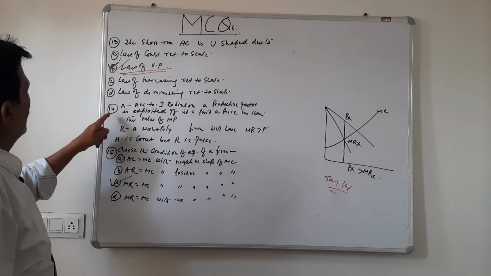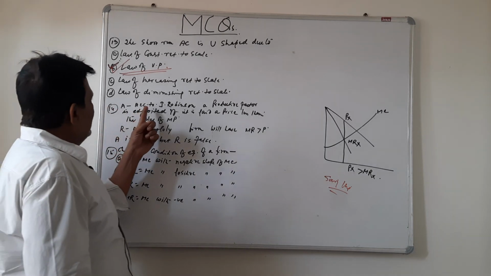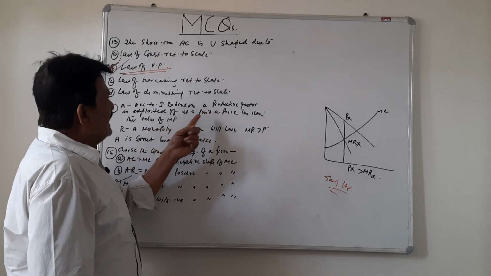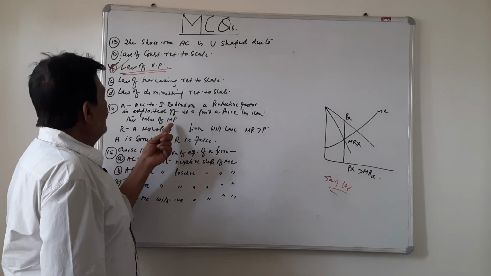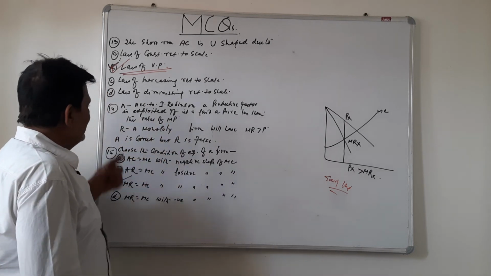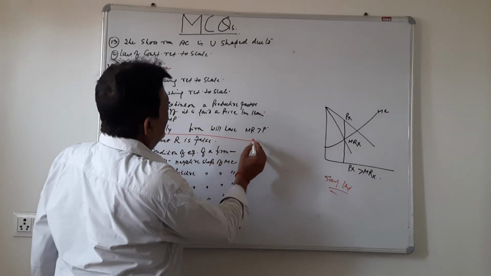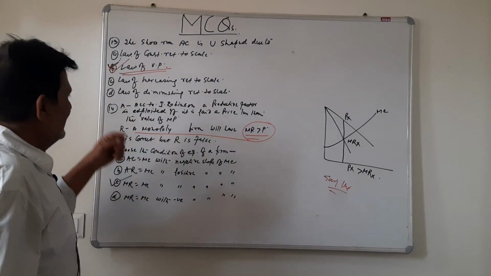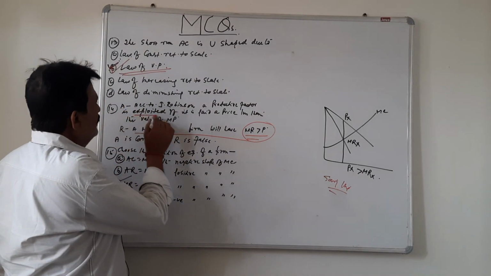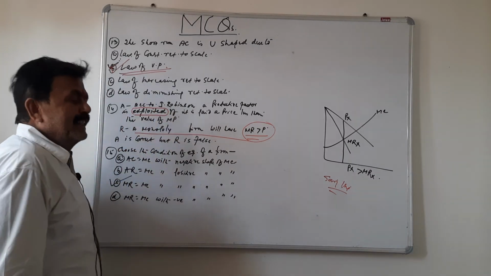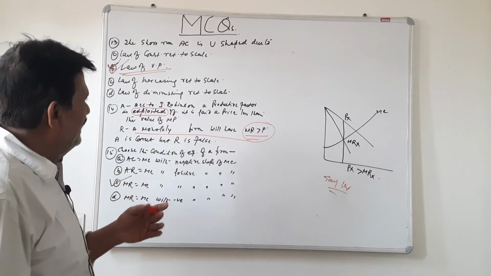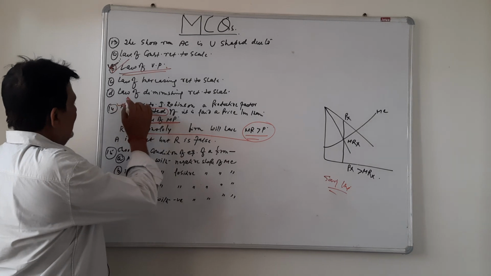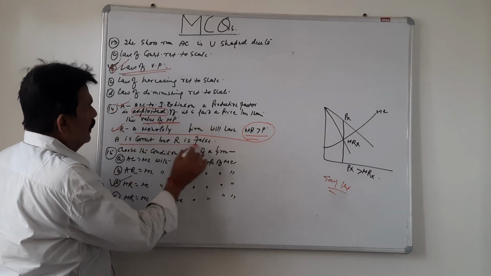Number 14, there is an assertion that according to Joan Robinson, a productive factor is exploited if it is paid a price less than the value of marginal product. And the reason says a monopoly firm will have MR greater than price. No, this is the wrong reason. So this assertion is correct, that labor is supposed to be exploited if the price of the factor, or the price of labor, is less than the value of its marginal product. So the assertion is correct, but the reason is false or wrong.